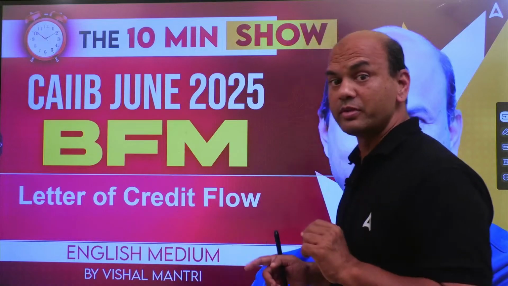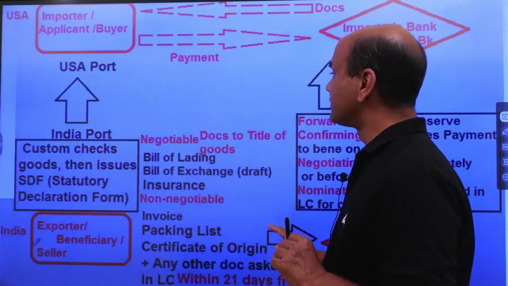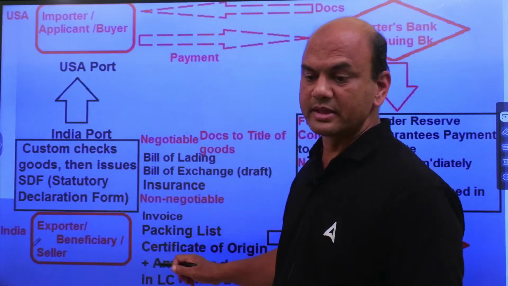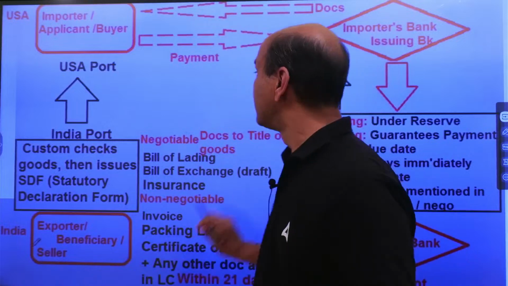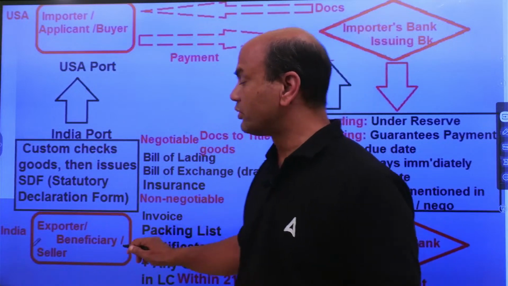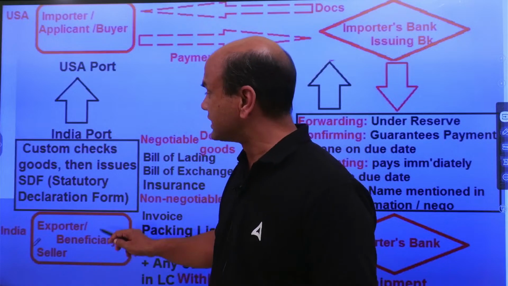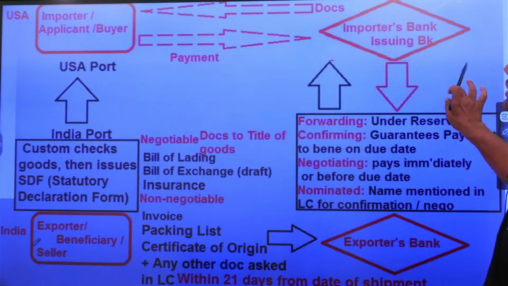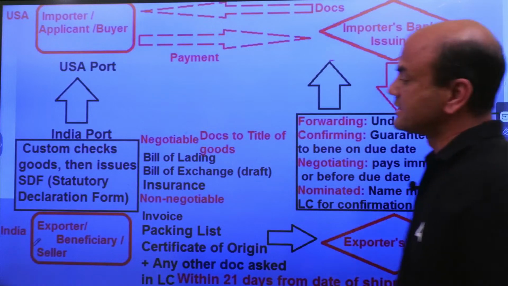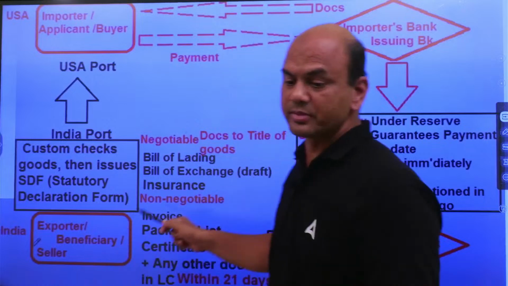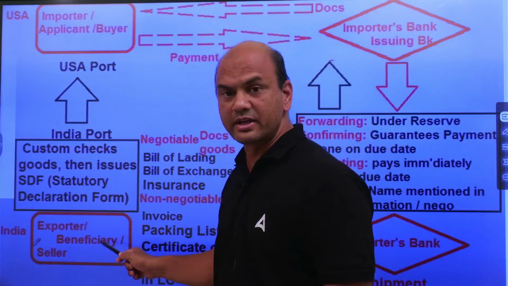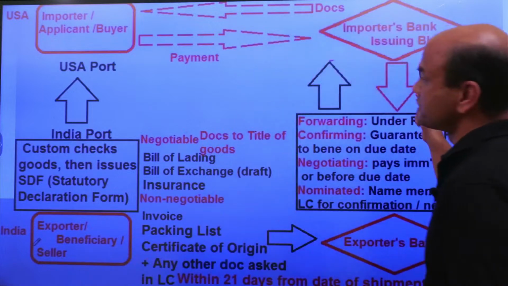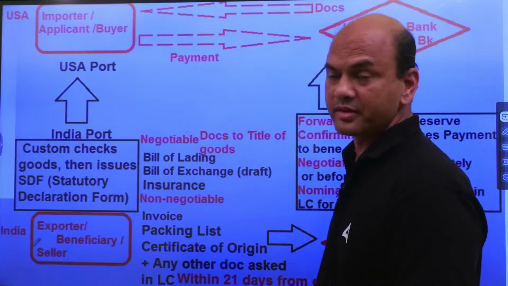In the second part, what will we be doing? The LC has reached this beneficiary. Now, this beneficiary is going to send the documents to this issuing bank, to this importer's bank. Beneficiary means seller, exporter. So, how will he or she send it?